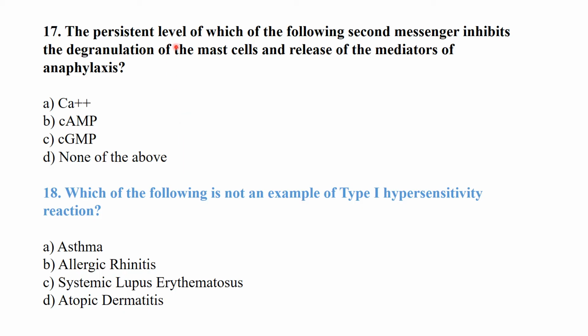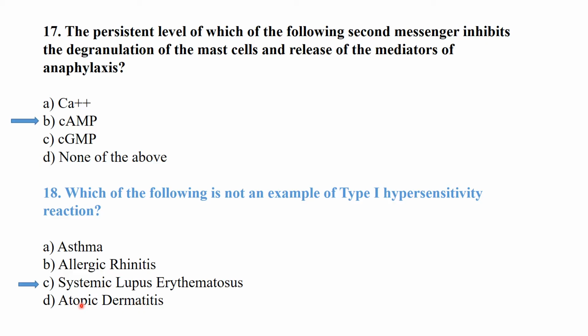The persistent level of which of the following second messengers inhibits the degranulation of the mast cell and release of the mediators of anaphylaxis? So it is cyclic AMP. Which of the following is not an example of type 1 hypersensitivity reaction? So systemic lupus erythematosus is not a type 1 hypersensitivity reaction.